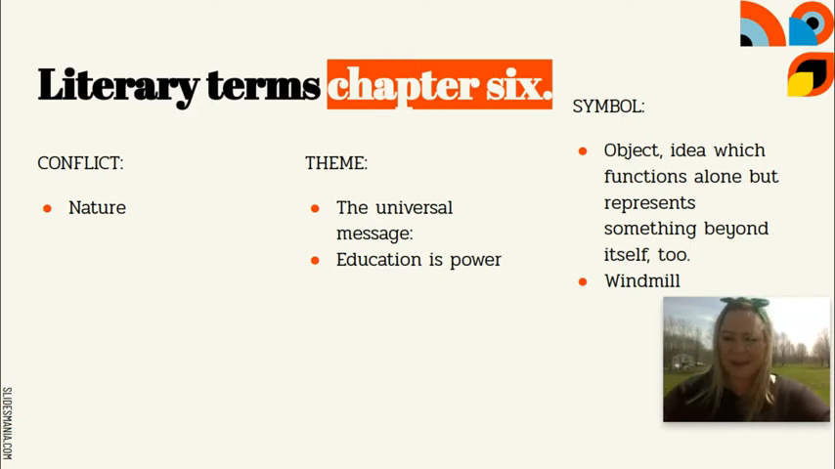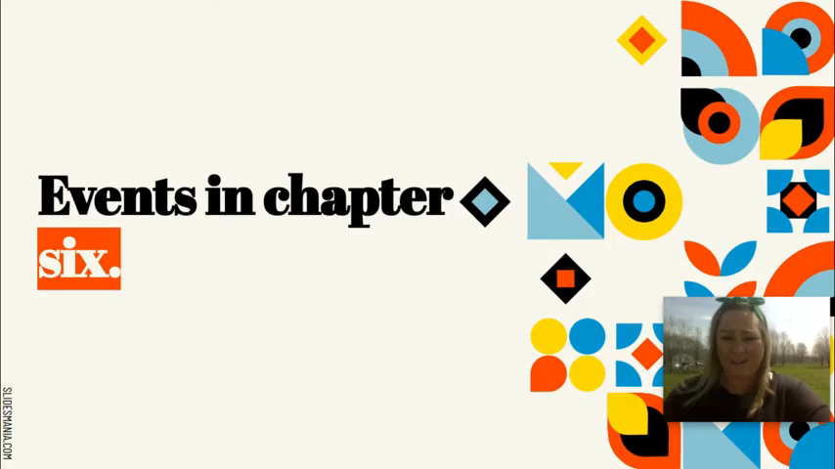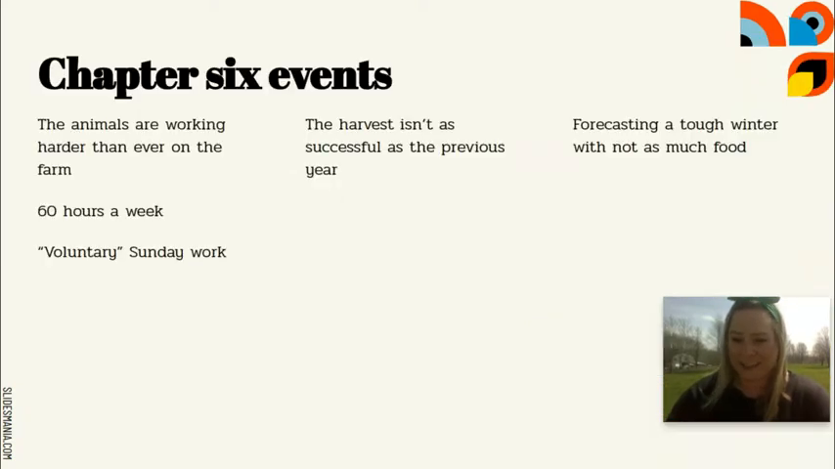And lastly, we are still focusing on symbol. Again, a symbol is an object or an idea that functions independently, but also has a deeper meaning in and of itself and beyond itself. So the symbol in this chapter is the windmill, and again, the windmill is a symbol of power in the story.